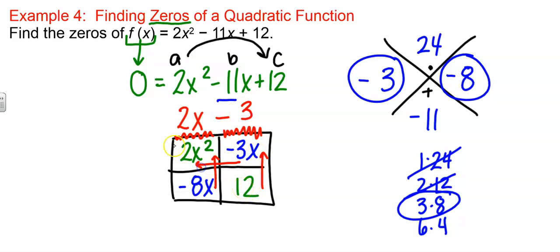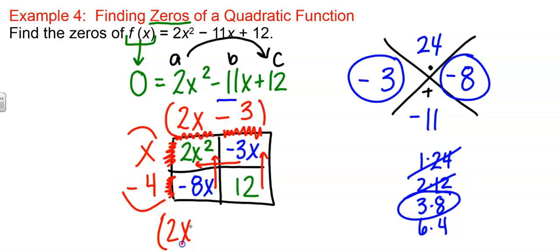Go into my first row, 2x squared and 3x. 2 and 3 have nothing in common, but they both at least have an x, and 2 is positive, so it's a positive x. Negative 8x and 12, it leads with the negative, so I'm going to take out a negative. 8 and 12 are both divisible by 4. So our two factors would be 2x minus 3 times x minus 4 equals 0.